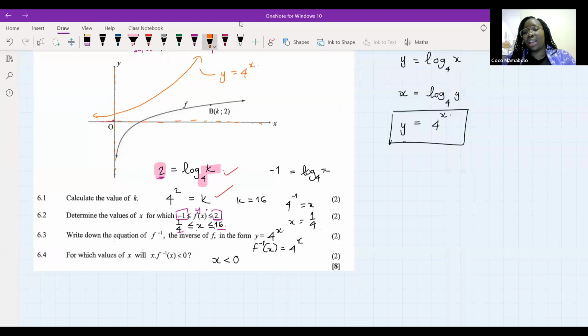Somebody's asking, if I wrote x as an element of negative infinity all the way to 0, round brackets, that's 100% correct as well. You can write x is an element of round brackets, negative infinity, semicolon 0, round brackets. That's your mark as well.